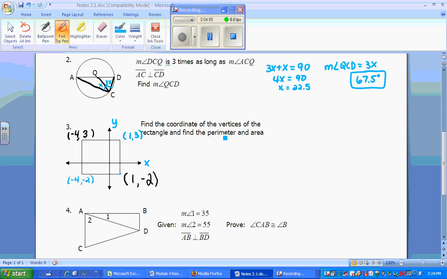How do we find the perimeter? Perimeter is all the sides added together. So the length of this side goes from 3 to -2, so that's 5. The length for this over here is from 1 to -4, so that's 5, which means that all sides are 5, which means the perimeter is 20 units. And the area, because it looks like it's a square to me, you got side squared, which is 25 units squared.